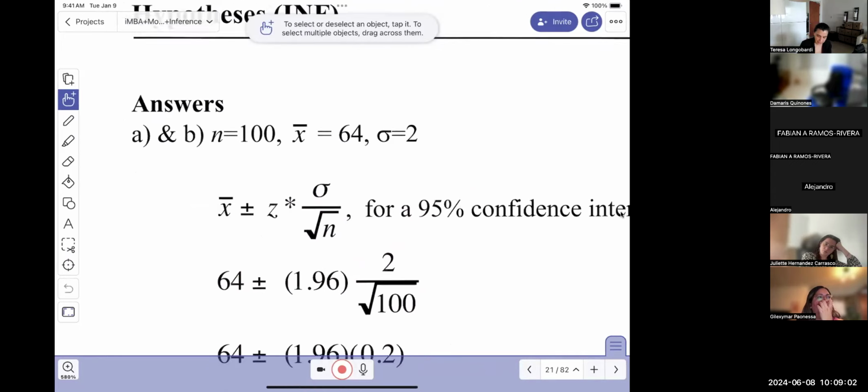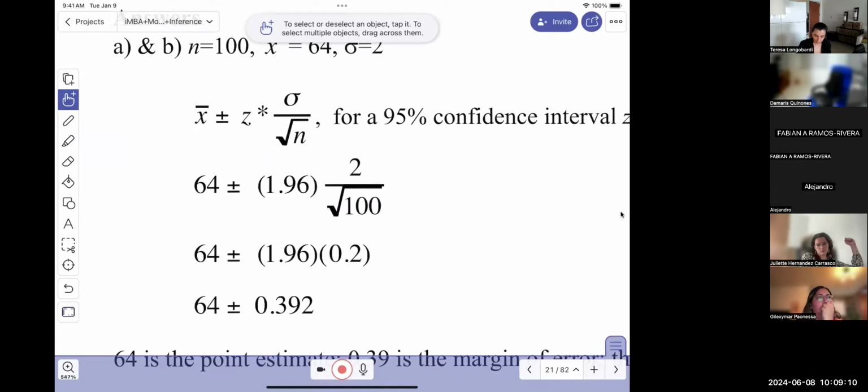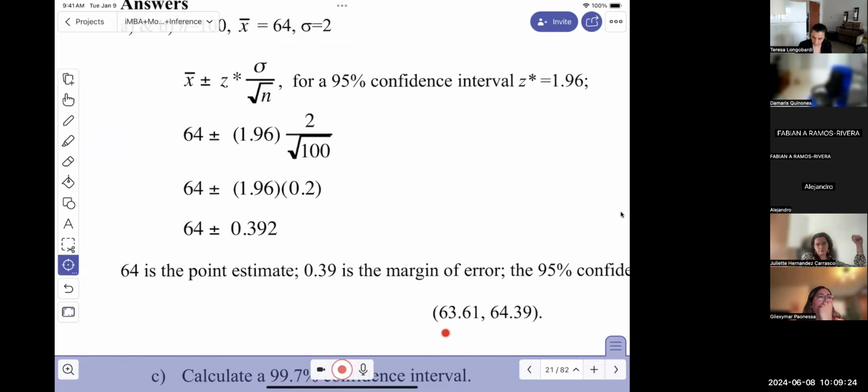So let's put all that together. You put that together, this simplified, I'm just doing step by step. And this is your margin here. And you can also make an interval. 64 is the point estimate. This is the margin of error. And this is your interval here. Okay.